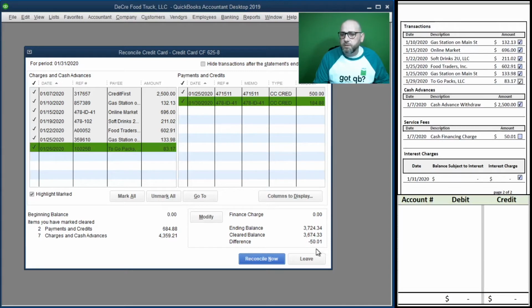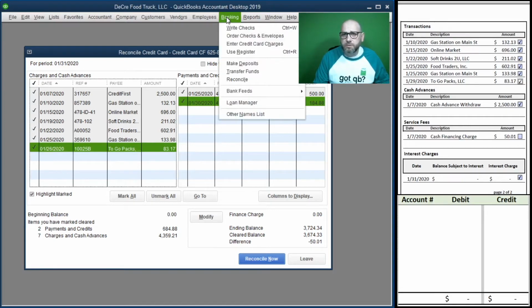All right, and we can see that we're off right here. The difference is $50.01, and this is a financing charge that we haven't booked. We didn't have it in our receipts, and that's kind of the purpose of reconciliation. So how do we enter it? Well, we could enter it the same way that we entered some of our purchases, or we can enter it through a general journal entry.